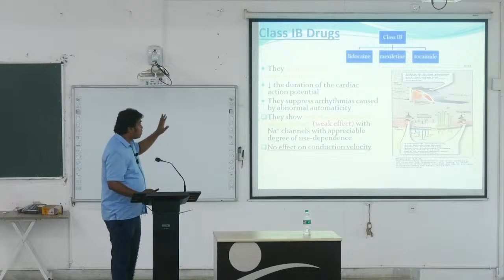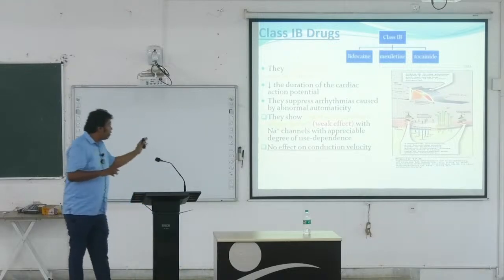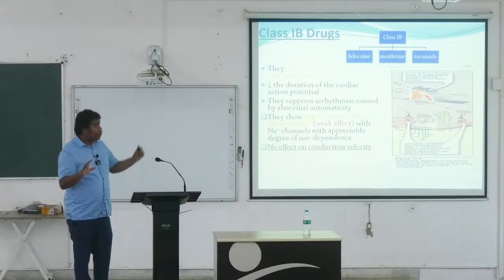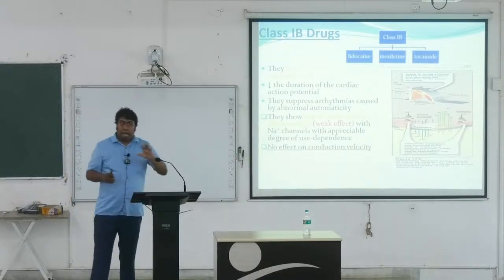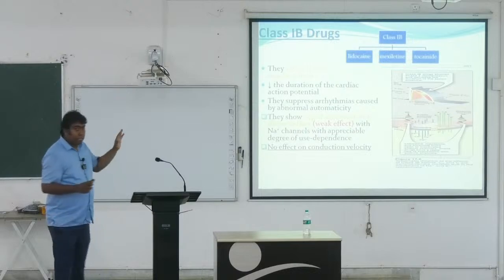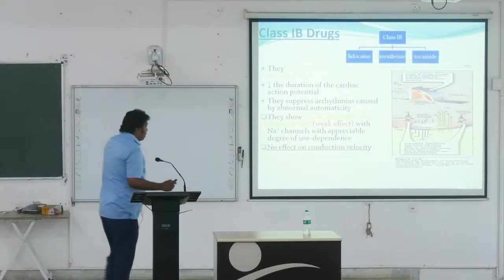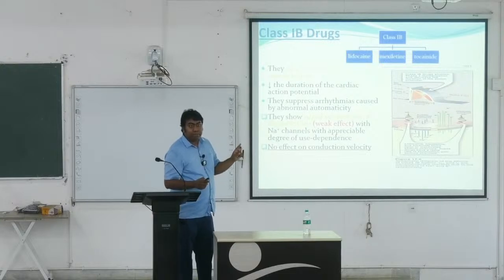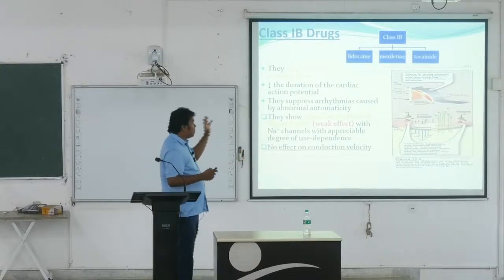Lignocaine is the class 1B. They have no effect on the conduction velocity. Where is the effect then? In phase 3. In 1A it was phase 0 and phase 4. For class 1B it is phase 3. Name of the drug is lignocaine. At least remember lignocaine.